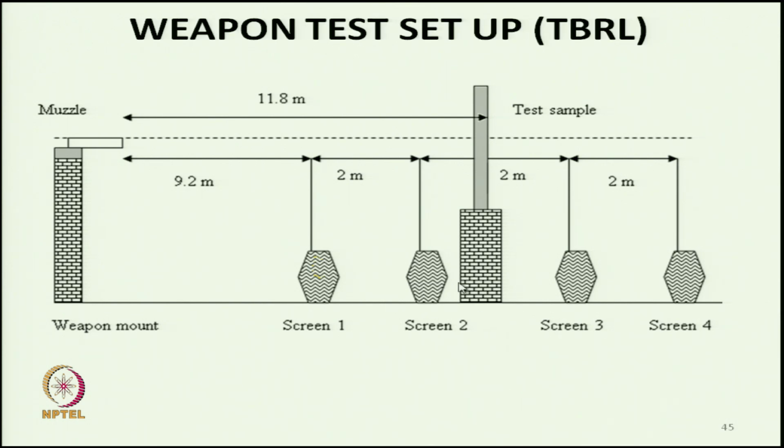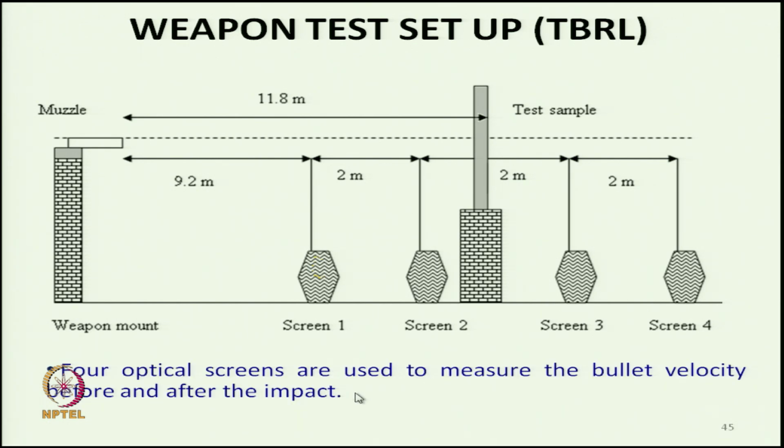Now, second is the weapon test. Here there are 4 different screens available and the bullet is shot at a test sample. The 4 optical screens are used to measure the bullet velocity before and after impact.